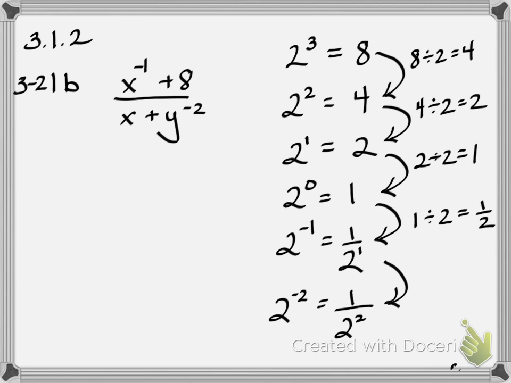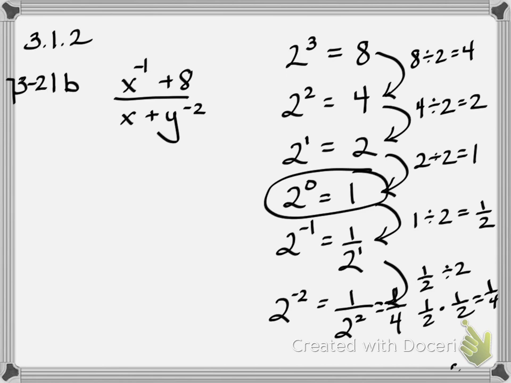But let me show you why. So you do your half divided by 2, which is a half times the reciprocal. So a half times a half is a fourth, which is 1 over 2 to the second. So it's a fourth. So that's one explanation of why something to the 0 power is 1, and also why a number raised to a negative power has to become 1 over that number to the positive power.